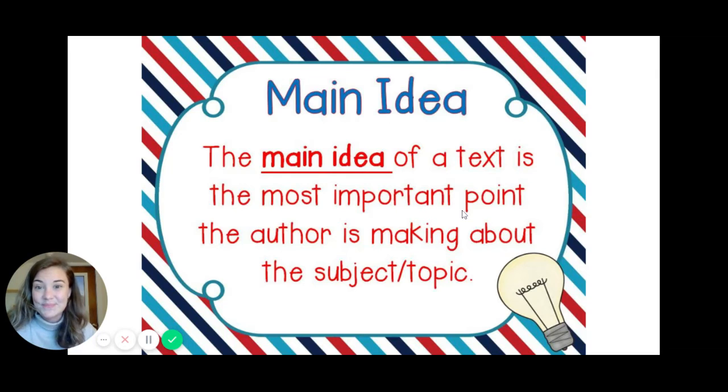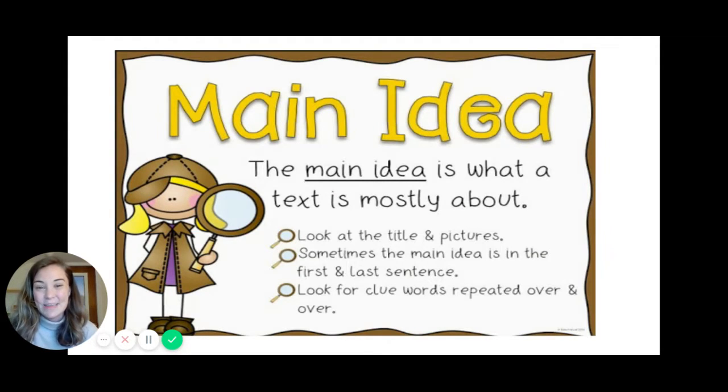Let's get started. Today we're going to be discussing the main idea of a story. Now, the main idea of a text is the most important point that the author is making about the subject or the topic. So it's trying to decide what the author, the person who wrote the story, is trying to get the reader to understand about the story. In other words, the main idea is what a text is mostly about. That's really important, so I'm going to say it one more time. The main idea is what a text is mostly about.